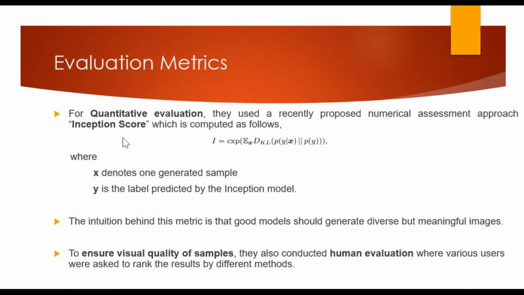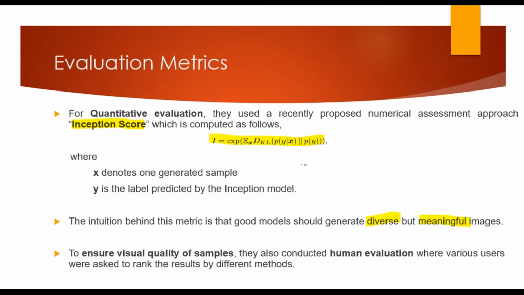For quantitative evaluation, the authors used the inception score, which is computed as follows. Here x denotes one generated sample and y is the label predicted by the inception model. D subscript KL stands for the KL divergence between the marginal distribution and the conditional distribution. Now the idea behind using inception score is if the score is very high, it means that the samples are very diverse, at the same time meaningful or realistic. For this, the KL divergence between the two distributions has to be very large. Now I'm not going into detail about the KL divergence in this video because it's out of scope.